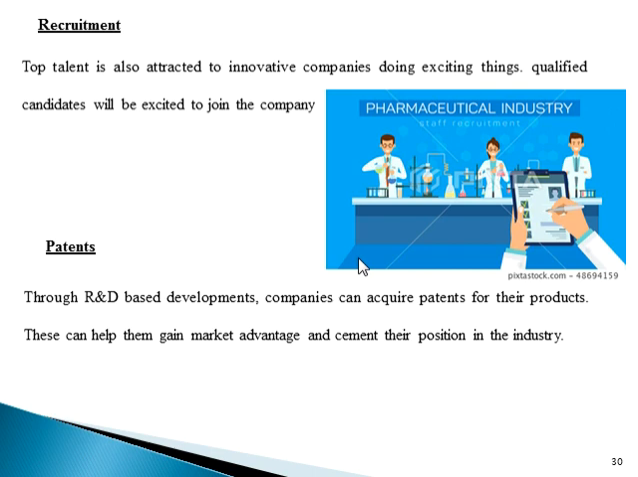Then patent. Through R&D based development, companies can acquire patents for their products. This can help them gain market advantage and cement their position in the market. This patent is very important. It means their process could be protected. If they are doing a patent, publishing or making a patent, then their procedure, what they have synthesized, could be safe.